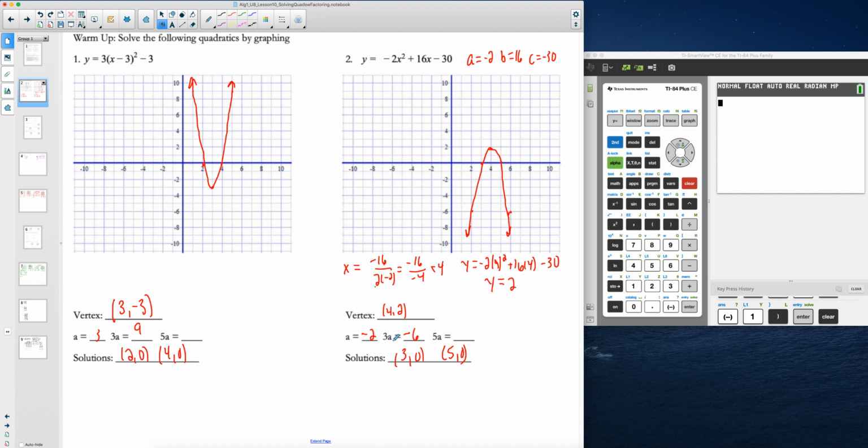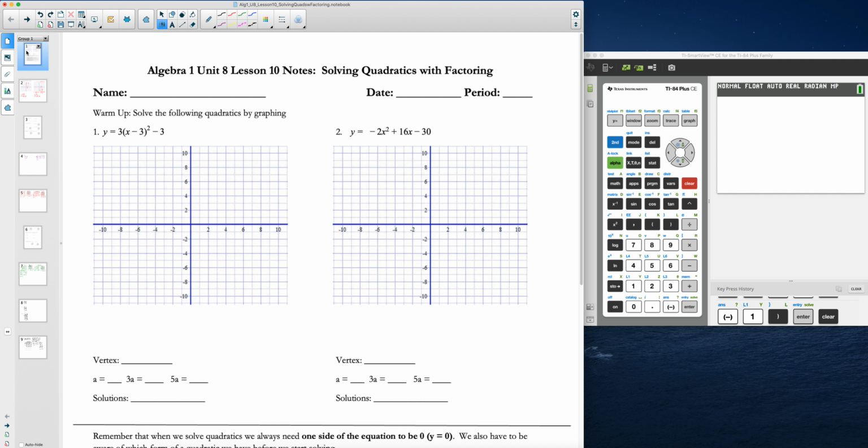So once again, we're going to still be solving. We're going to still be looking for these x-intercepts, but we're going to do it without having to create a graph of the equation. And we're going to do that today algebraically by factoring.